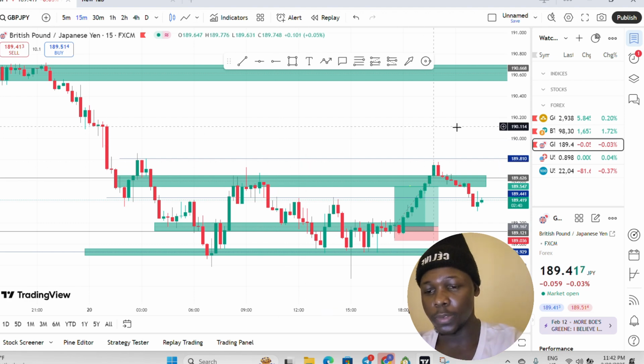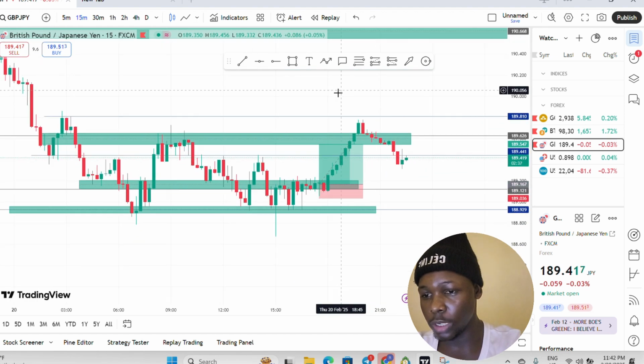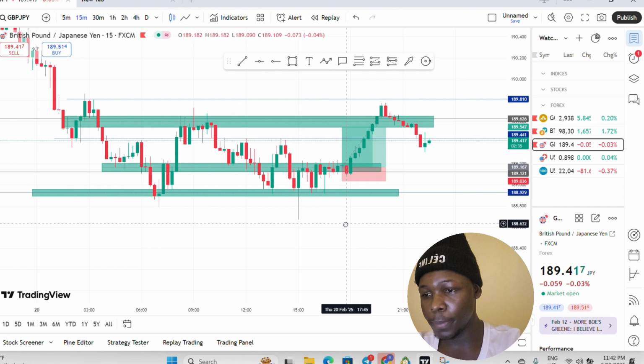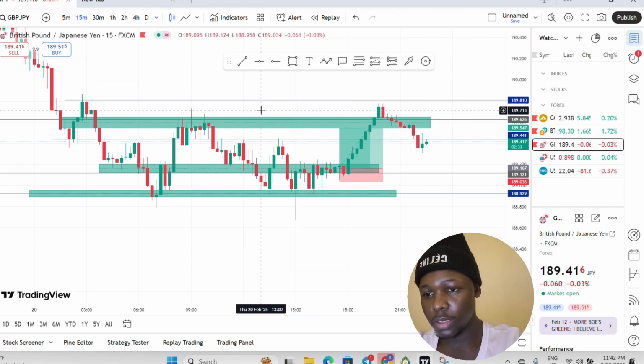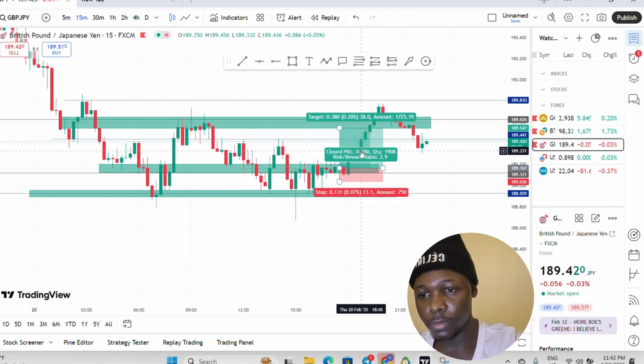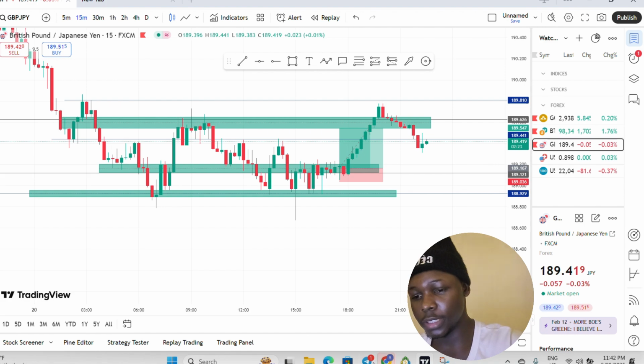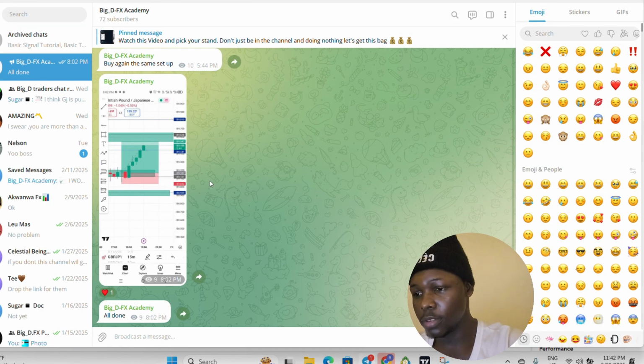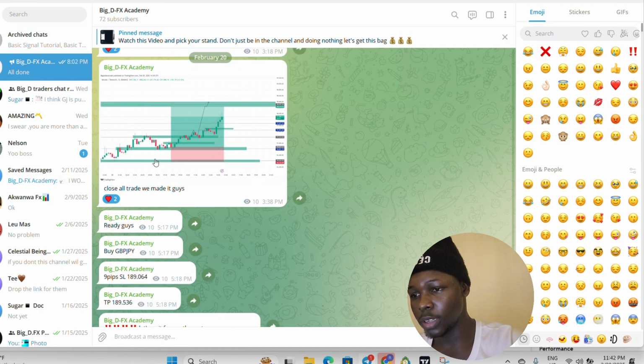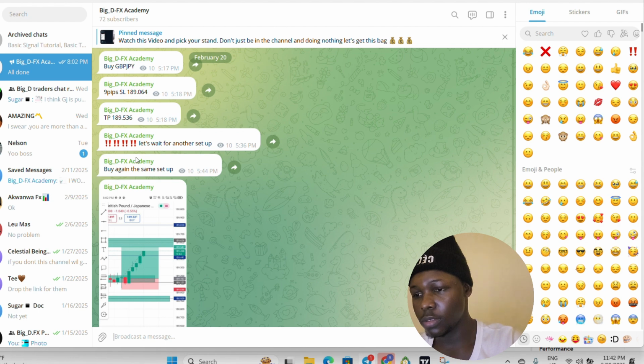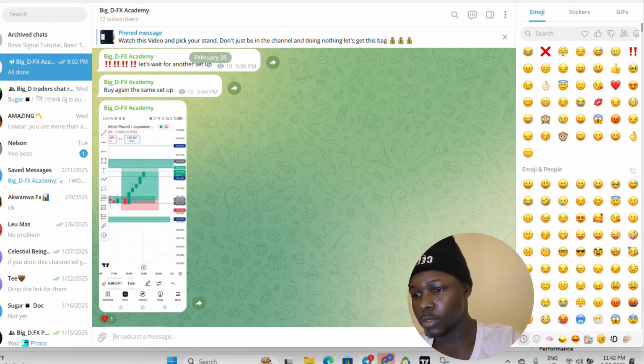But first of all, this is the trade we took on GBP JPY this evening, late in the evening. This was at 8 pips. We dropped the signal in the channel, then he also took the signal, the trade with us. So this is it.